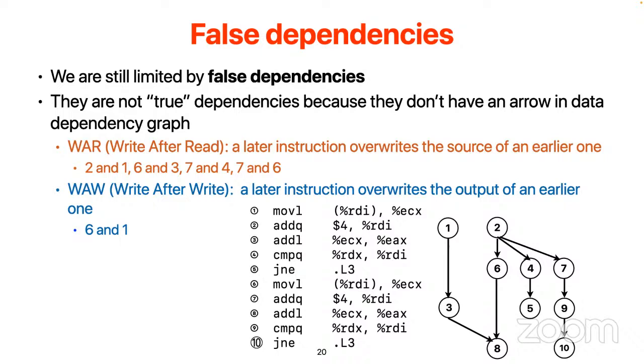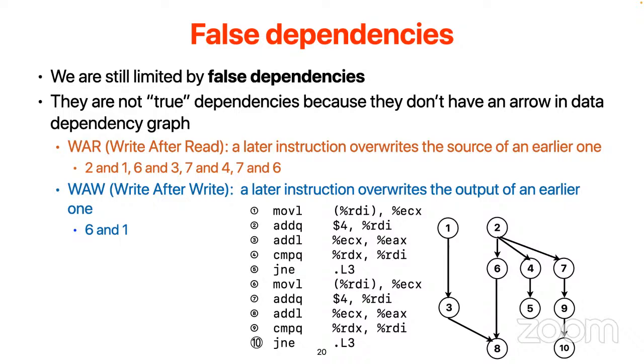Well, I think that's not a good analogy. Anyway, forget about it. The thing is that a lot of the dependencies that block us are not because we really depend on the input of another instruction. It's just because we have false dependencies.